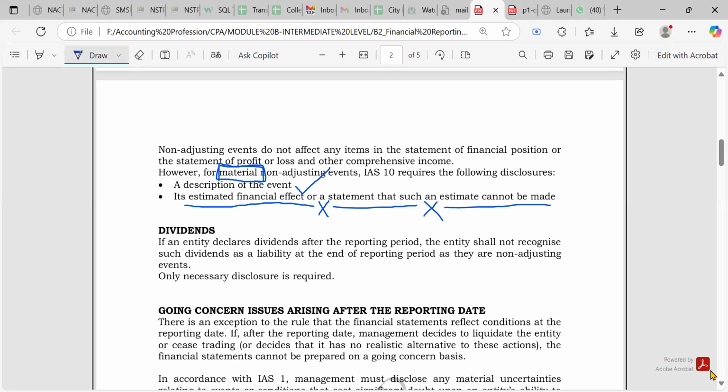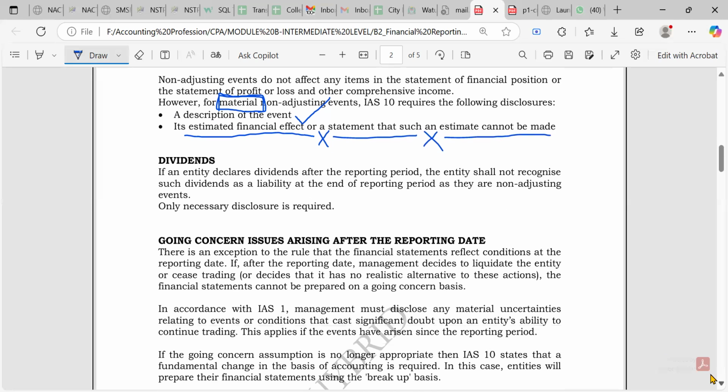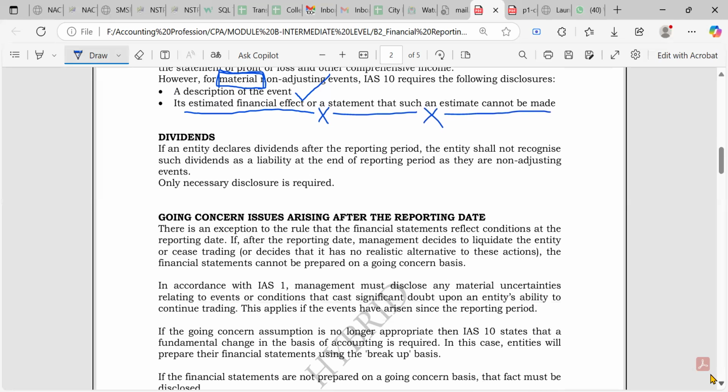Okay, now I think let's finish up with these dividends and going concern, and then we do the examples, and then we'll be fine. It's good, it's good.